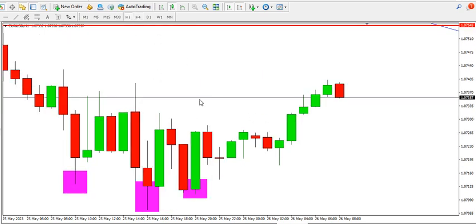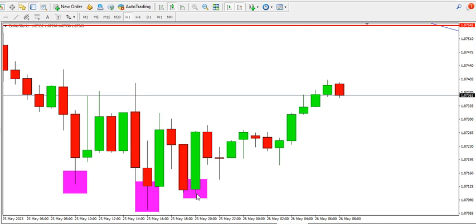On the 1 hour time frame, we can see something like a triple bottom or inverted head and shoulder pattern. This is the left shoulder, this is the inverted head, and this is the right shoulder. We can see something like a break of the neckline. Let's call this the neckline.